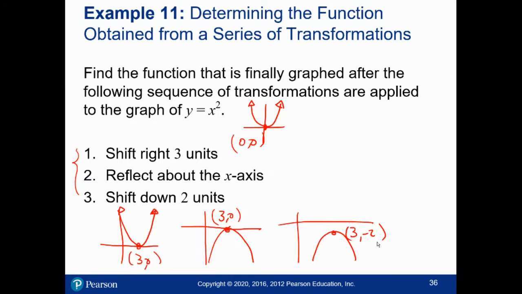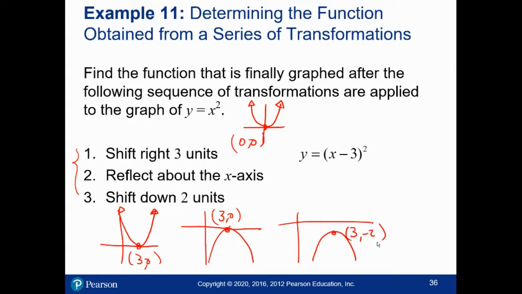But what function will accomplish this? So try to start with x squared and apply these 3 things. First, what would you do to shift right? Then what would you do to reflect about the x-axis? And then what would you do to shift down by 2 units? Okay, I'll pause here.